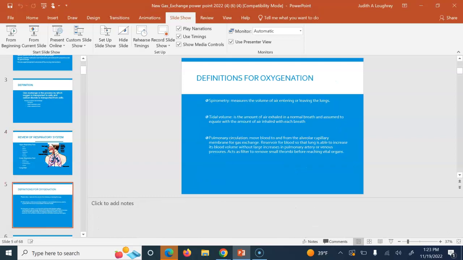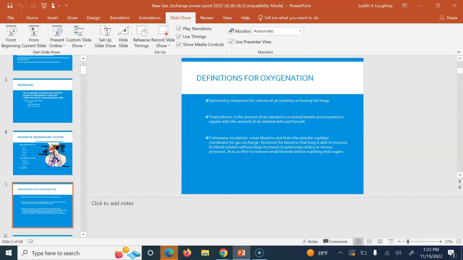So some definitions for oxygenation that you might hear and you need to be familiar with is spirometry, which is the measure of the volume of air entering or leaving the lungs. Tidal volume is the amount of air exhaled in a normal breath and assumed to equate with the amount of air inhaled with each breath.